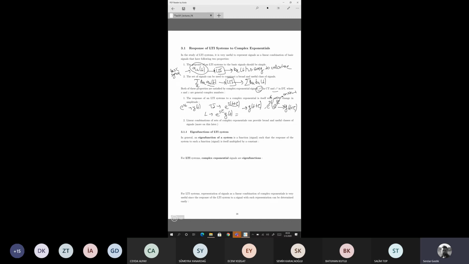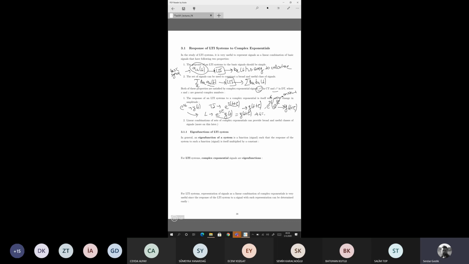So I'm multiplying the input by e to the power s tau. If I multiply the input by e to the power s tau, due to linearity, the output is also multiplied by e to the power s tau, and I know that this is equal to y of t plus tau. So due to linearity and time invariance, I know that e to the power s tau times y of t is simply equal to y of t plus tau.